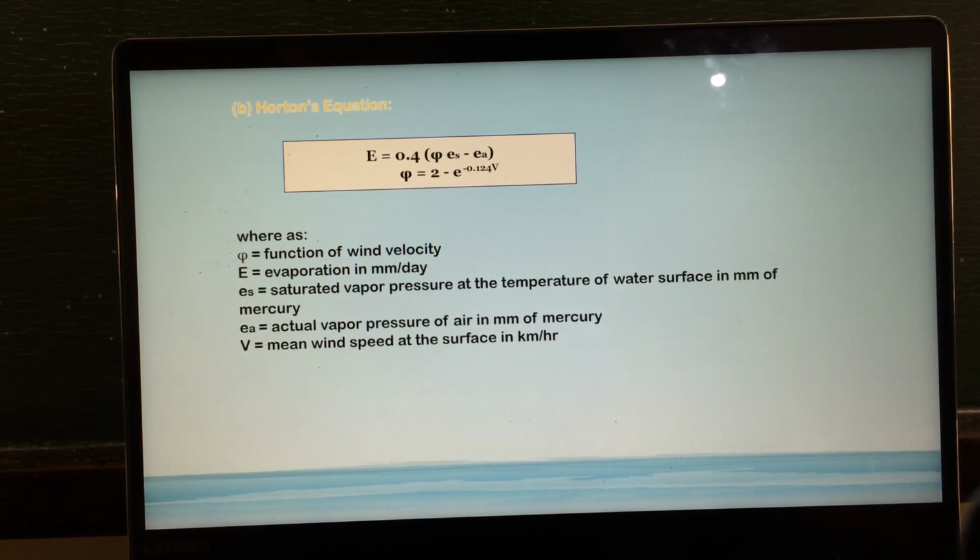E stands for evaporation in millimeter per day. E sub S is equals to saturated vapor pressure at the temperature of water surface in millimeter of mercury. E sub A is the actual vapor pressure of air in millimeter of mercury. V stands for mean wind speed at the surface in kilometer per hour.